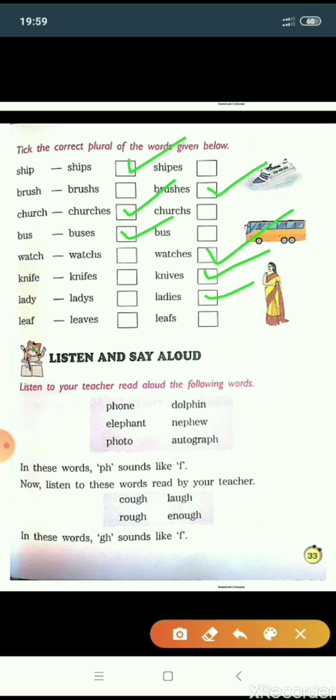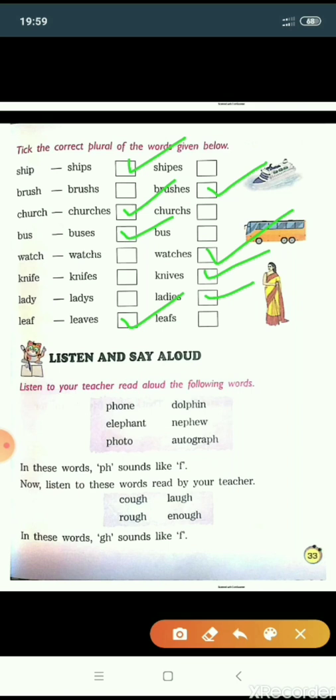The next one is leaf. Here also the last letter is F. So as per the rule, we will remove F and we will add VES. Leaves is the correct answer.